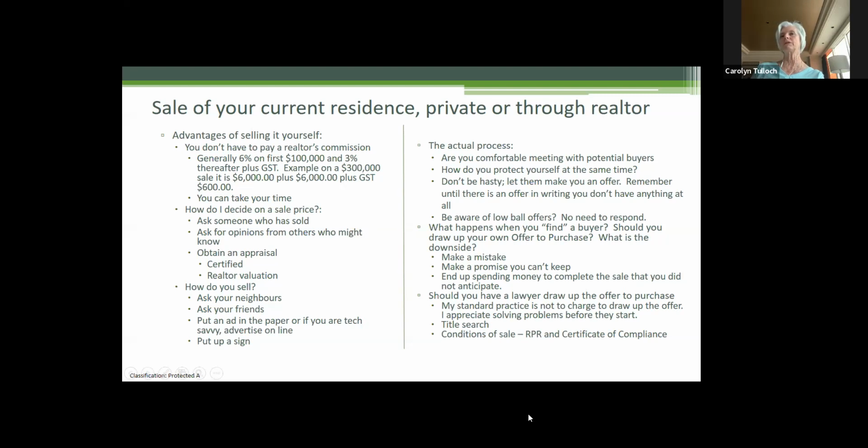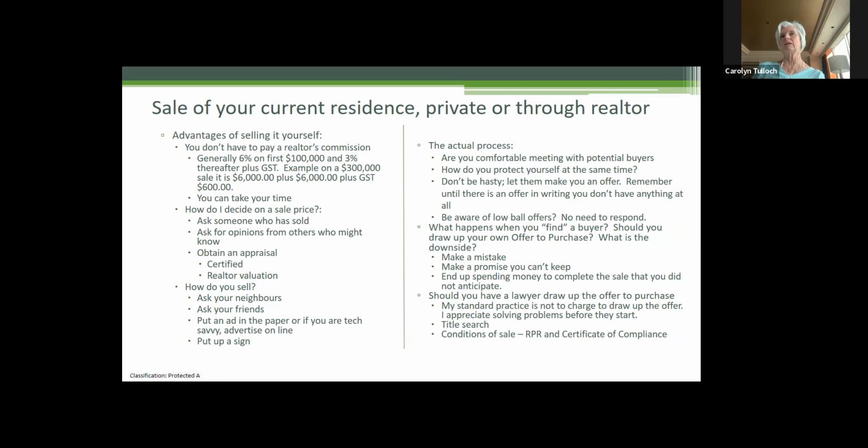Generally, drawing up an offer to purchase is supposed to be the buyer's job, but I'm of the opinion that if you've got a buyer out there and they don't want to go to a lawyer to have an offer to purchase drawn up, of course we're going to draw one up for you and you just present it to them. There's no point losing a sale because they can't draw up an offer to purchase.